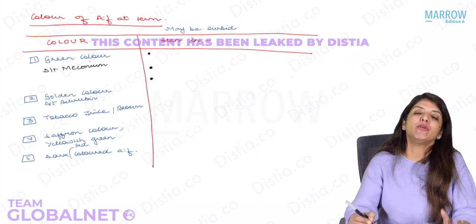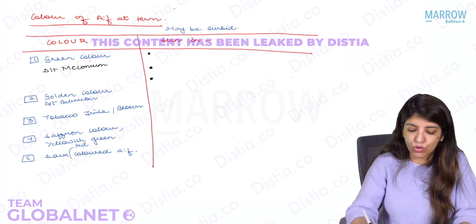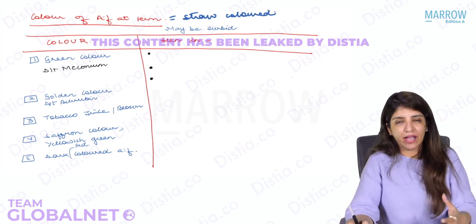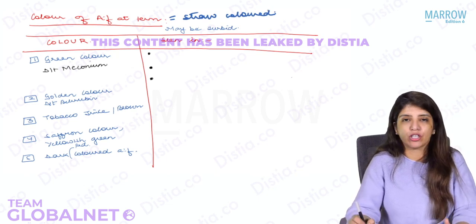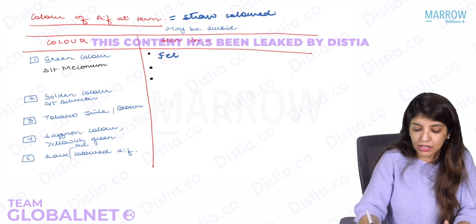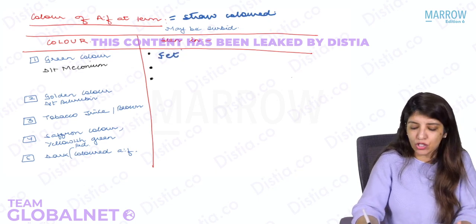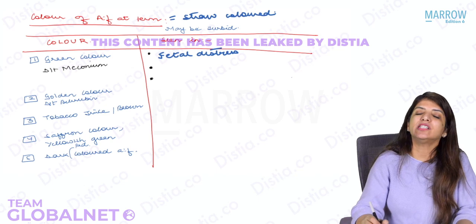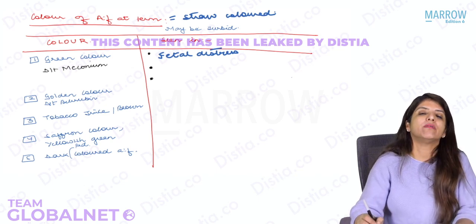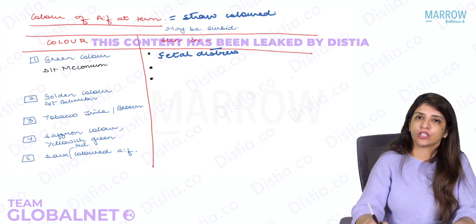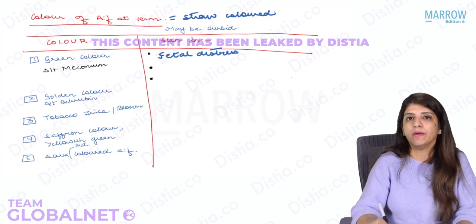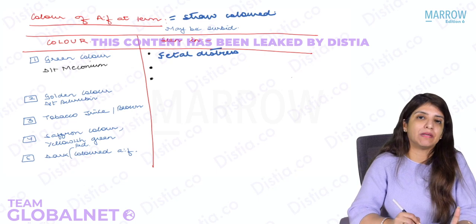Now coming to the abnormal colors of amniotic fluid. Just now I told you the color of amniotic fluid at term is straw colored and it may be a little turbid. But if you are getting green colored amniotic fluid, it means the fetus has passed meconium, and that is when there is fetal distress. When there is fetal distress, the anal sphincters relax and meconium is passed by the fetus into the amniotic fluid, and because of the bile pigment biliverdin present in the meconium, the color is green.